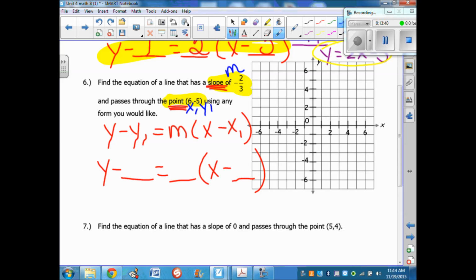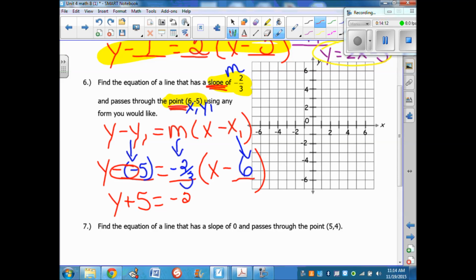So now let's fill in the blanks. y minus y1. My y1, according to my problem, is -5. My slope, according to my problem, is negative 2/3. And then my x1, according to my problem, is 6. So I'm going to clean this one up just a little bit. What is minus a minus? It's y plus 5 equals negative 2/3 times x minus 6.